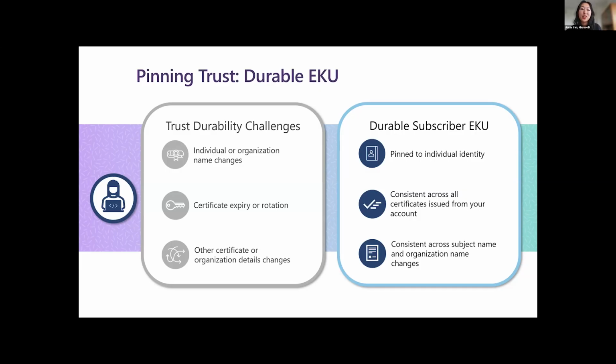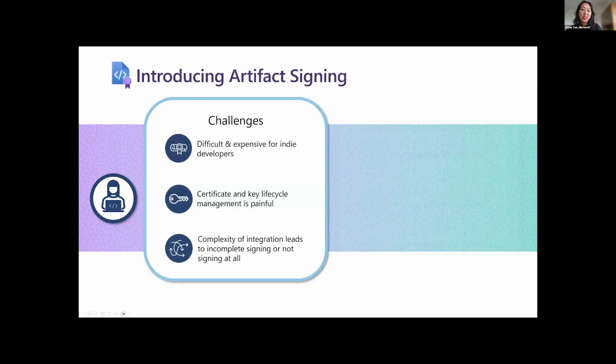So from an update verification standpoint, this is a really meaningful shift. That means trust can be based on who signed the update and not which exact certificate was used at the time. This model also aligns really well with other Windows security features like app control and VBS enclave identities that require trust to be established over a longer period of time. Of course, none of this helps if adopting it makes code signing any harder. And that's where artifact signing comes in. Artifact signing is a fully managed Microsoft code signing service where durable subscriber EKUs are implemented by default.